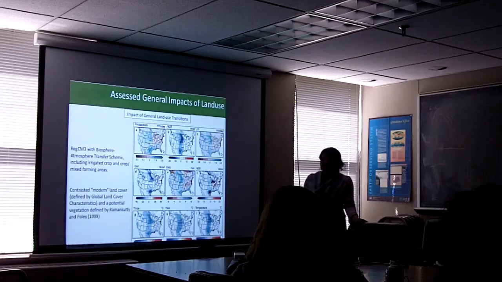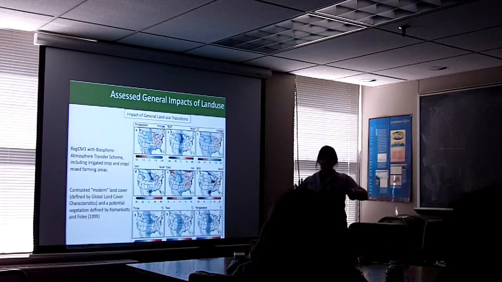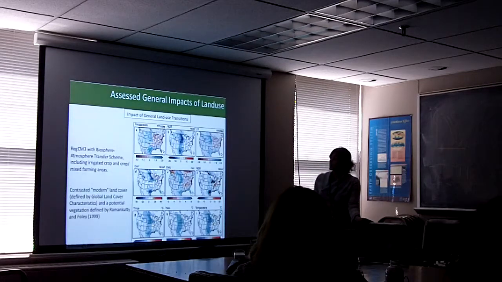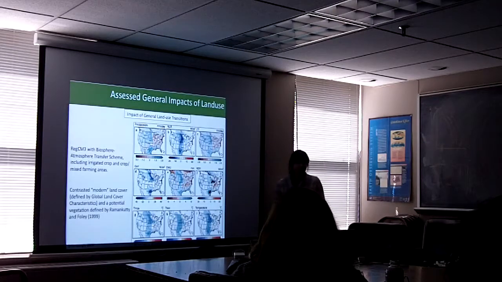This last study I wanted to show was US specific. There's actually a lot of regional variation in the response of land use change in the United States that we're trying to understand. Some are more straightforward. This particular study was done with a regional climate model. These are all the different variables he chose to look at, which contrasted a modern land cover with a potential vegetation data set. And I should mention here, again, there's no planting dates or harvest dates, and there's not really an actual resolution of what crop it is.